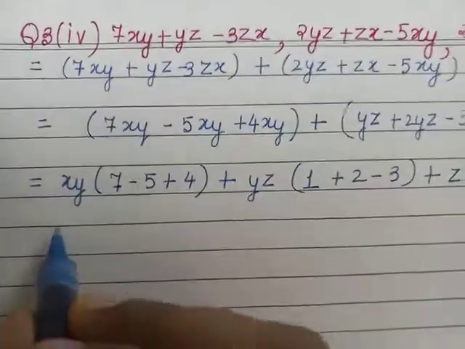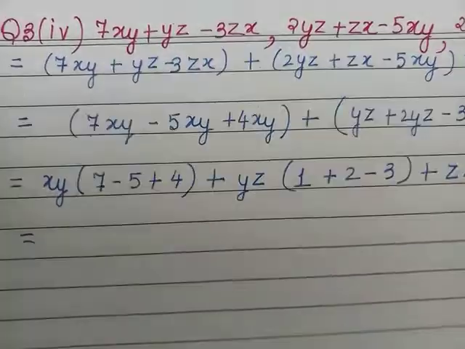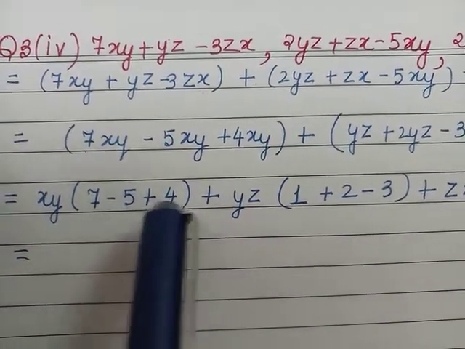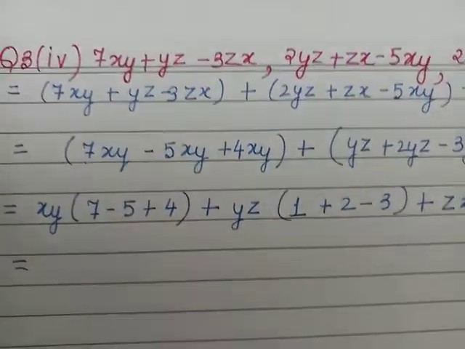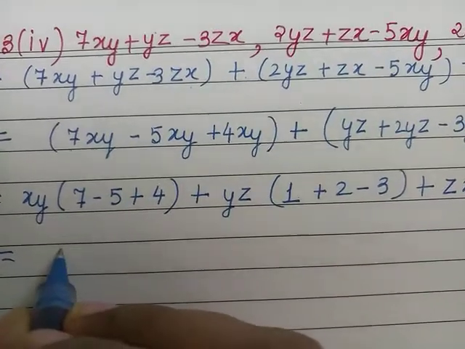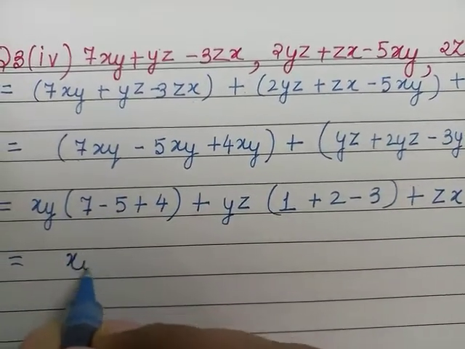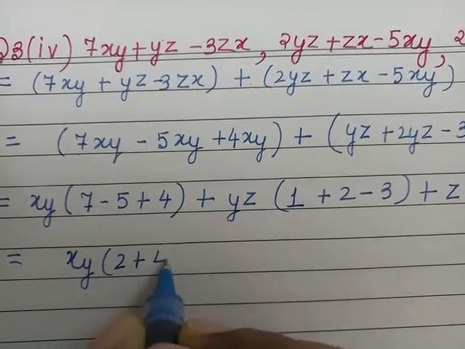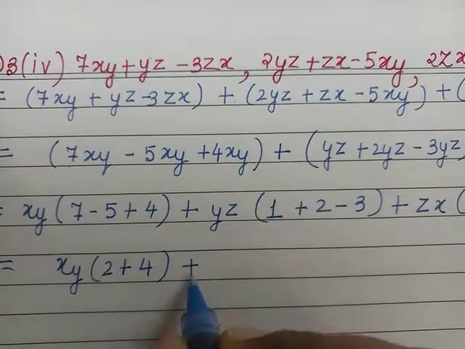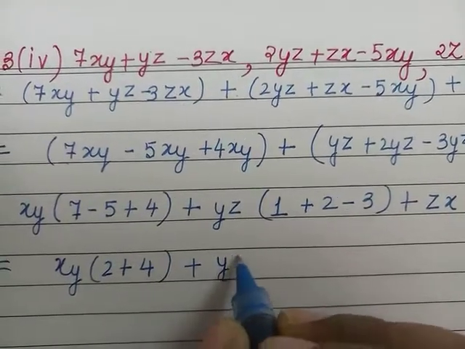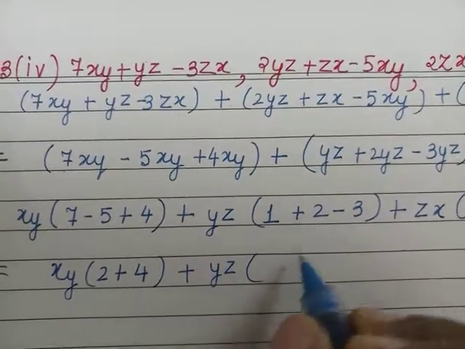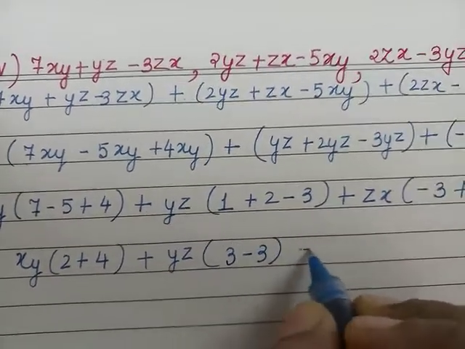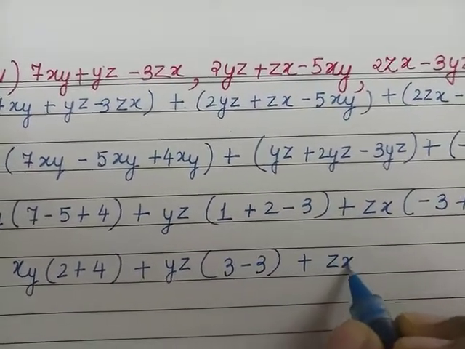Now we solve it. 7 minus 5 will give you 2 and 2 plus 4 will give you 6. Either you can write it directly, or if you want to include one more step, then you can write it this way. 1 plus 2, we copy down yz as it is. 1 plus 2 is 3. 3 minus 3.